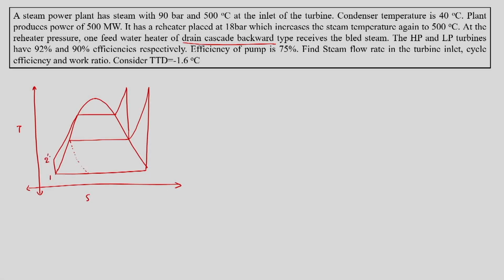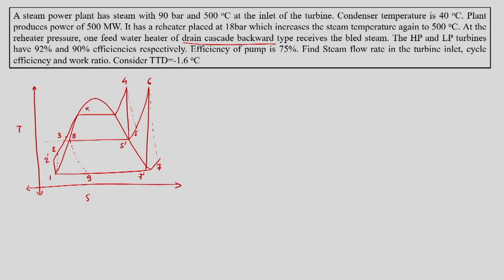So, we will put 1, 2 dash, but it is not the ideal pump, so it will be 2, and then similarly this is not the ideal turbine. So, we will have 3 here since it is 1.6 degrees Celsius extra. So, this is 4, this is 5 dash, this is 5, and this is 6, this is 7 dash and this is 7, then this is 8 and this is 9.